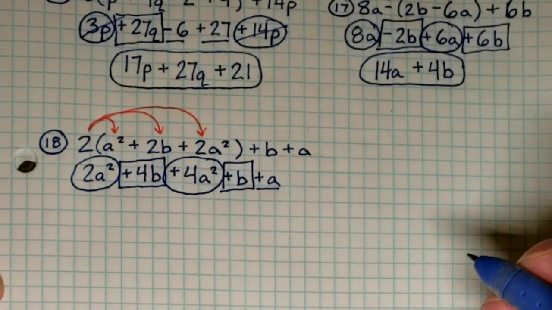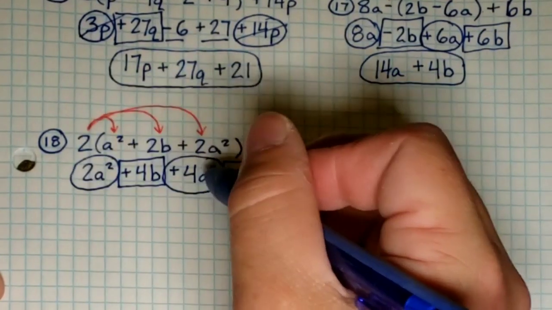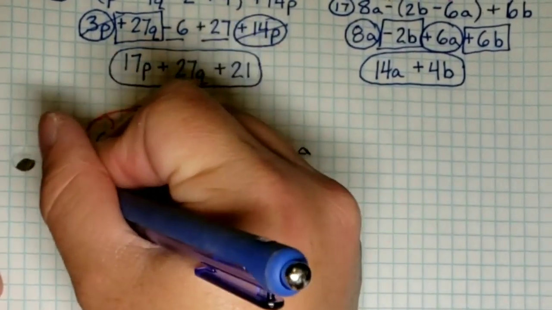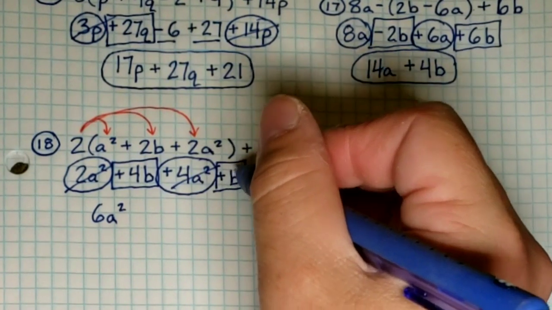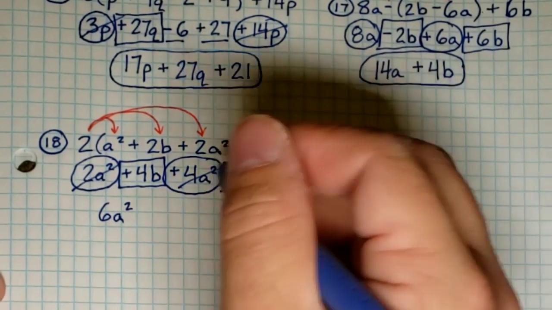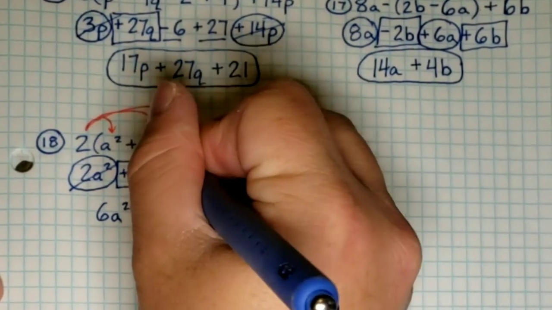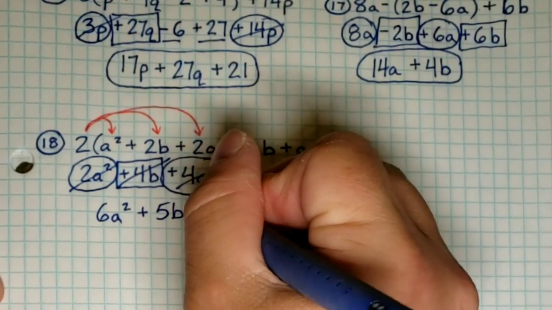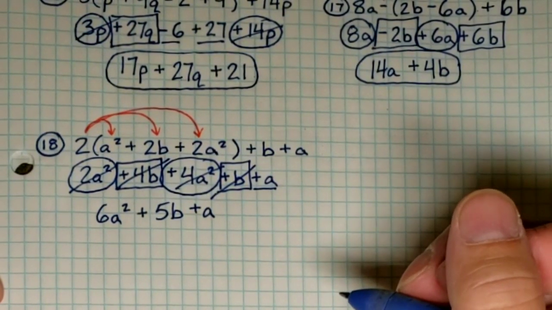All right, so we'd start with the a's, and we'd start with the a's with the biggest exponents. So 2a squared plus 4a squared is 6a squared. Positive 4b plus, remember this is an understood 1b, would make positive 5b plus a. Uh-oh, Mr. Brown made a mistake.